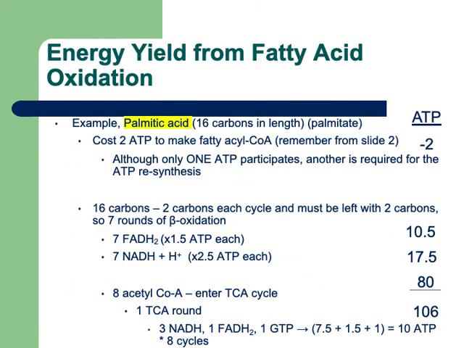Now let's go through an example together of the energy yield from fatty acid oxidation for one of the body's most common fatty acids, and this is palmitic acid. Your body actually produces this regularly. It is 16 carbons in length. It's also known as palmitate.